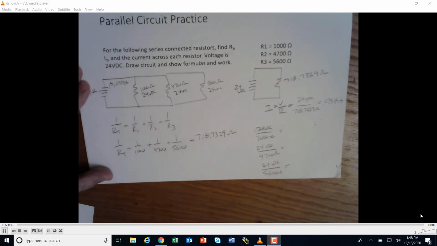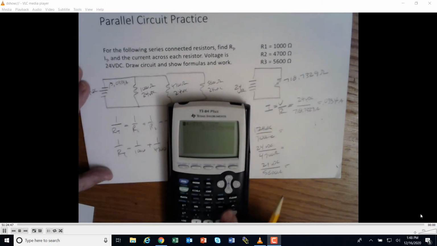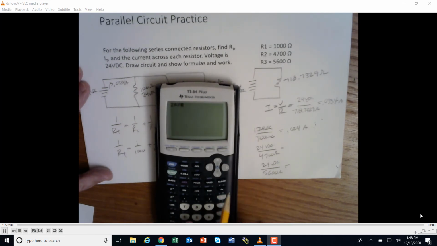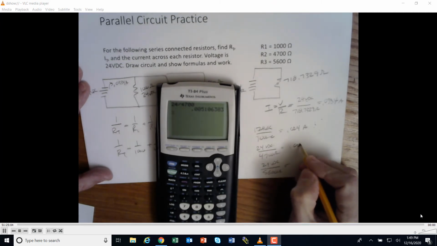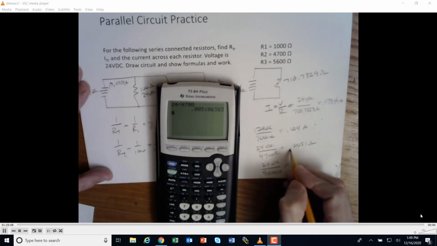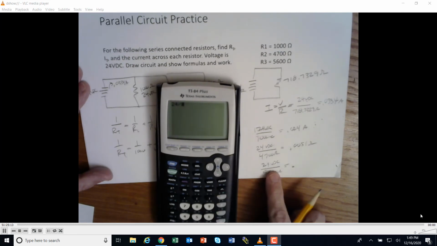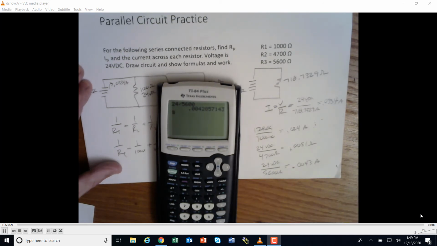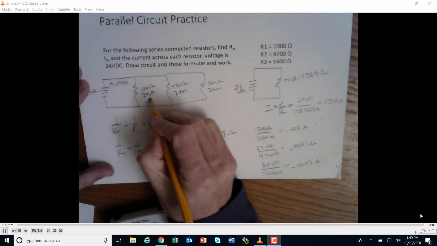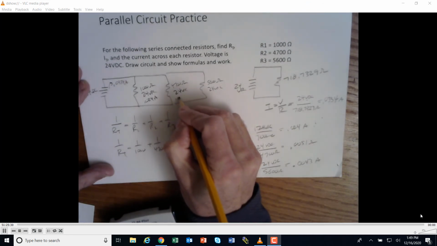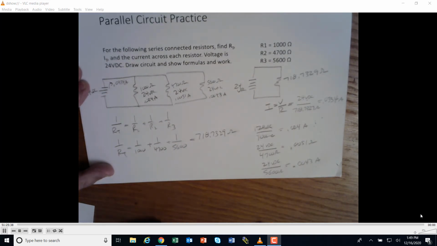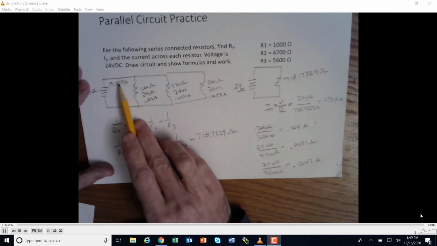Okay, and so if I divide those out, 24 divided by 1,000, I'm going to end up with 0.024 amps. The next one is 24 divided by 4700. I'm going to end up with 0.0051 amps. And the last one, 24 divided by 5600. I end up with 0.0043 amps. I rounded up. Okay, so those were my amps on each one. This first one was 0.024 amps. The next one was 0.0051 amps. And this was 0.0043 amps.